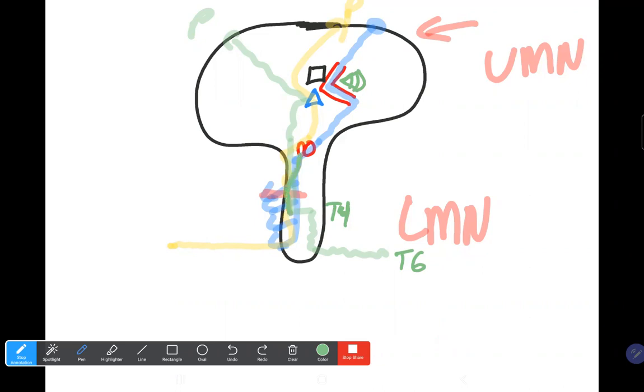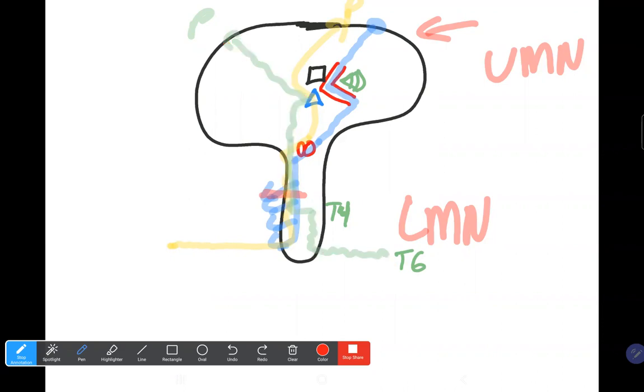Then he moves up. Here's what's important. Because he already crossed, he's not going to cross at the medullary pyramids. So he bypasses the medullary pyramids, goes to the thalamus, and again enters into the parietal lobe. You see that? All right.